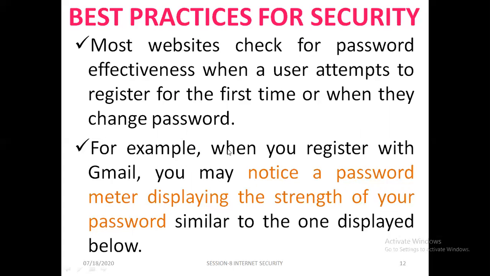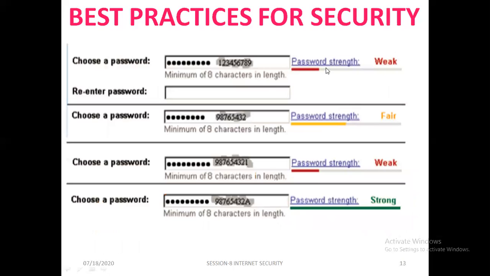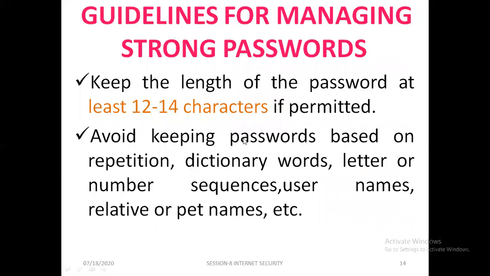For example, when you register with Gmail, you may notice a password meter displaying the strength of your password, similar to the one displayed below. Whenever you are creating a Gmail account or changing the password in your Gmail account, it will show the password strength. The effectiveness of a password is shown by this password meter, whether it is weak, fair or strong. According to that, we can change the password and give a new password.